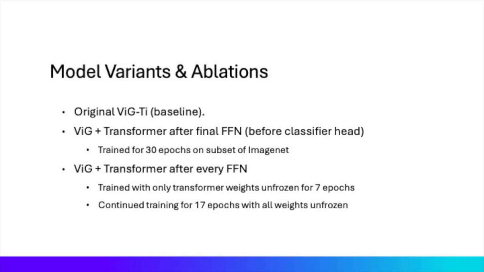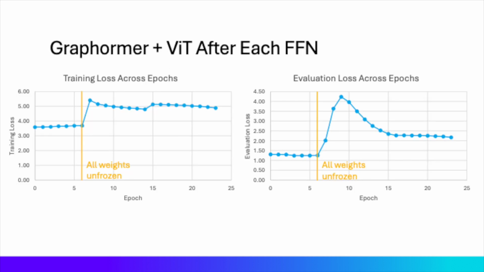We had the original ViG tiny model as our baseline, a ViG with a single transformer at the final FFN for testing our training loops, and a ViG with the transformer after every FFN. This was our Graphormer architecture. We left only the transformer weights unfrozen for 7 epochs and continued training for several more epochs with all the weights unfrozen. Let's start with the training and evaluation loss curves.